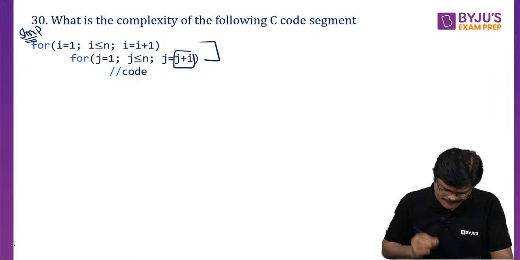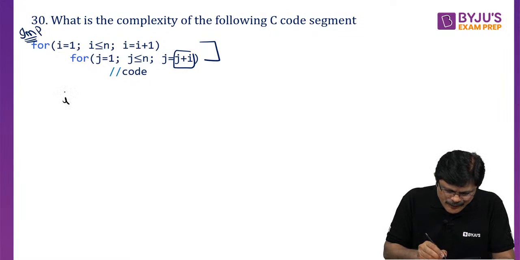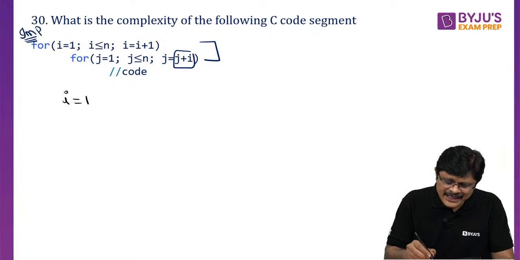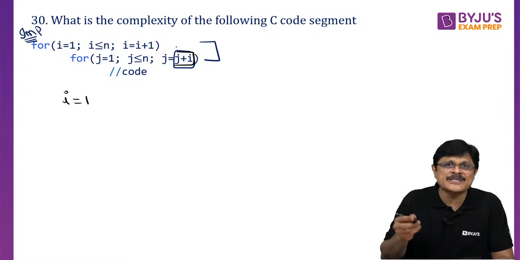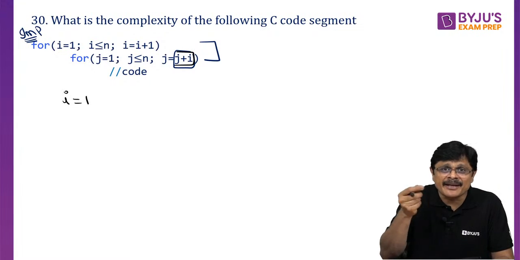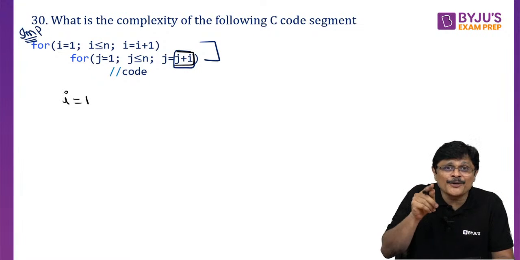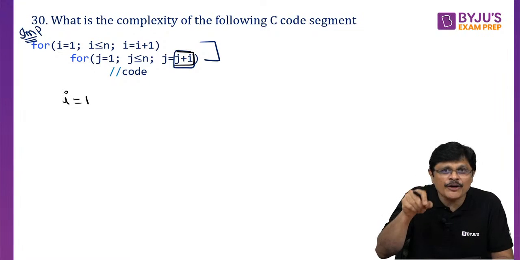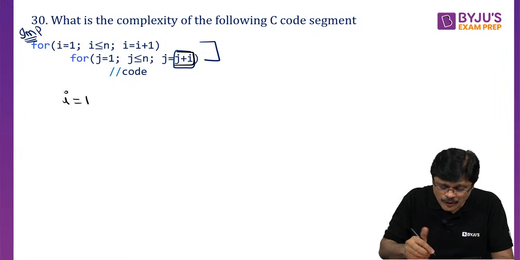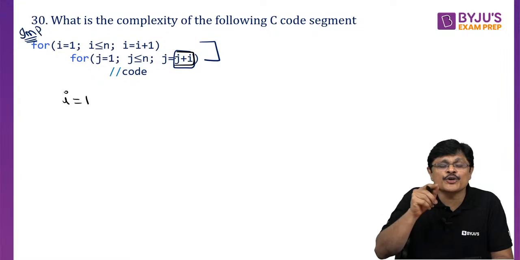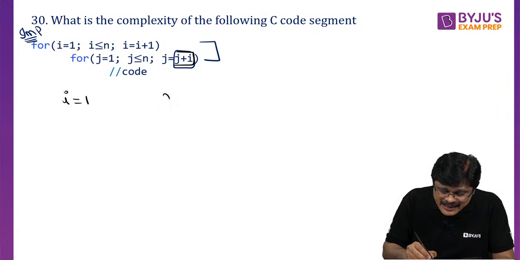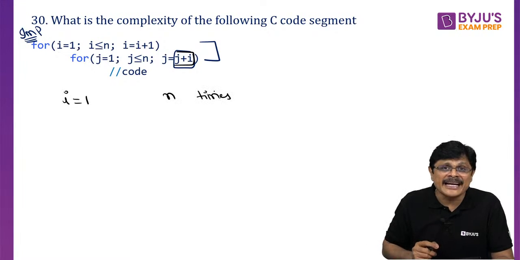Now let us see this. Now look here. When i is equal to 1, j will be j plus 1, so you are incrementing by 1. Actually, the inner loop every time depends on the value of i. When i is equal to 1, it is like for j is equal to 1, j less than or equal to n, j plus 1. So the inner loop iterates n times.